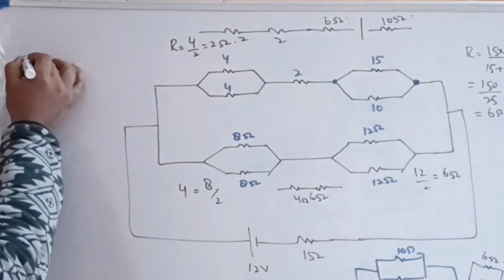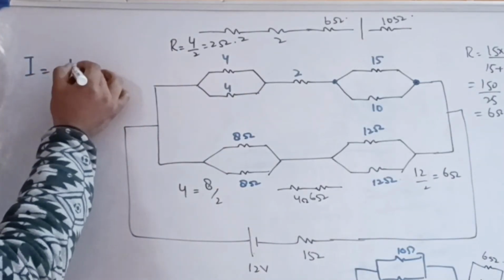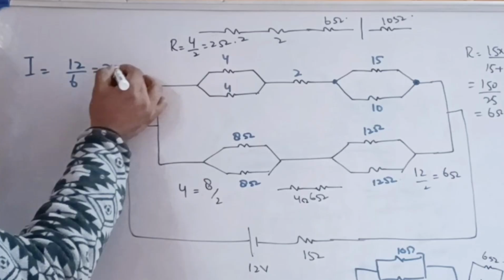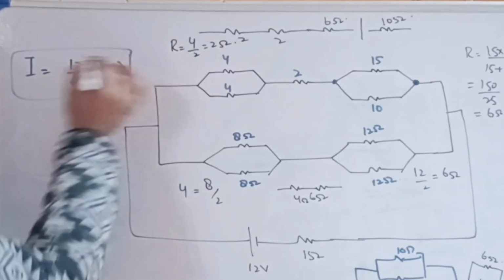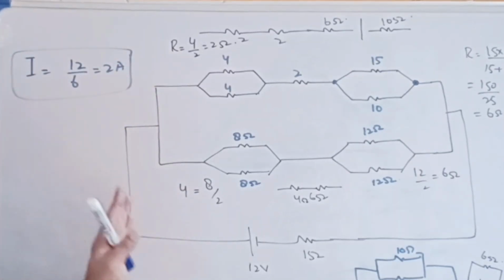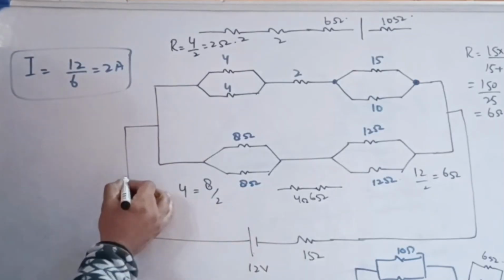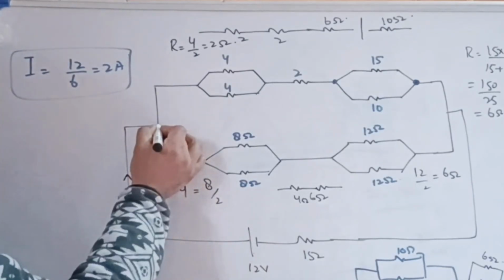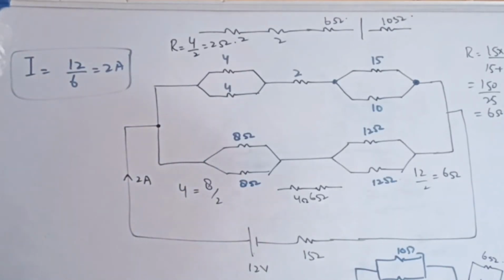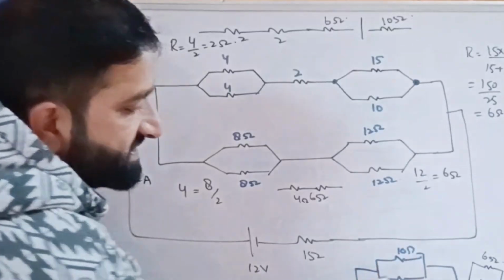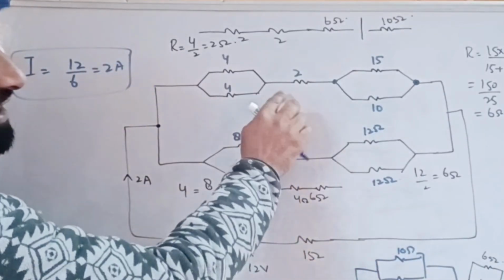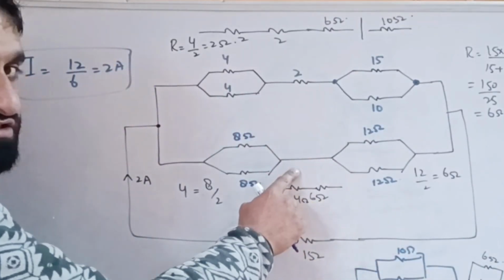Now the total current I is equal to 12 divided by 6, that is equal to 2 ampere. We have a current of 2 ampere flowing in the circuit. When it reaches this point, we have two 10 ohm resistances in parallel: 10 ohm equivalent resistance of this branch, 10 ohm equivalent resistance of this branch.